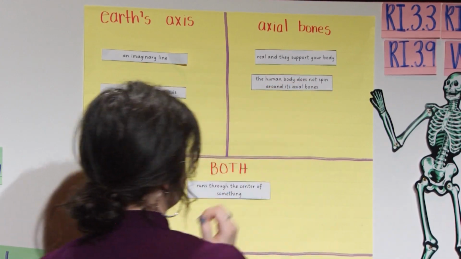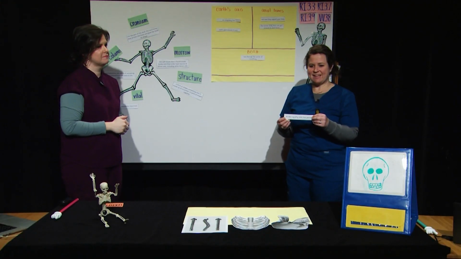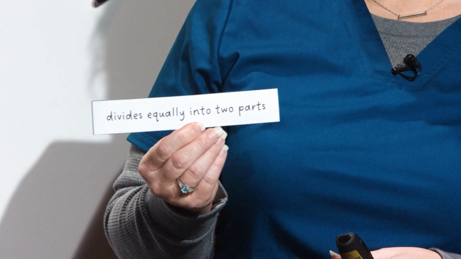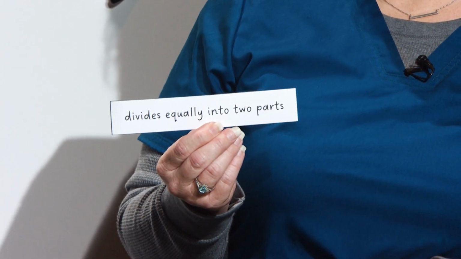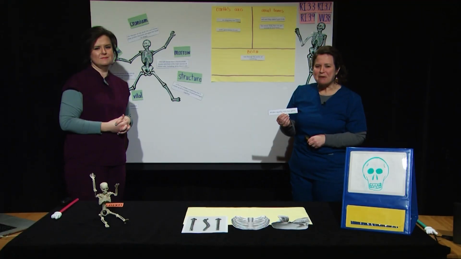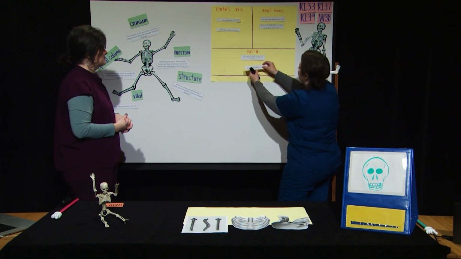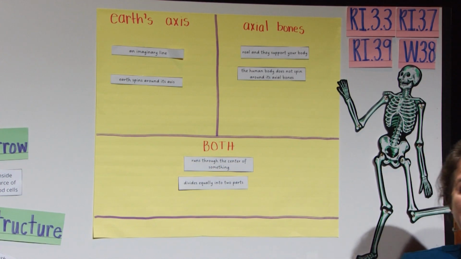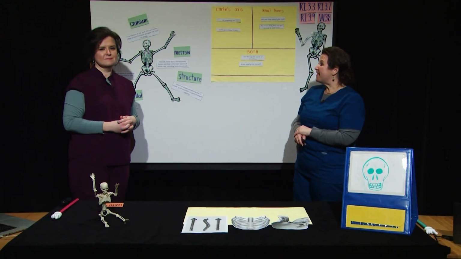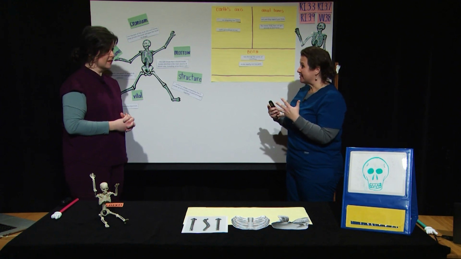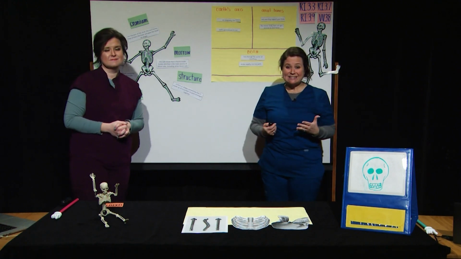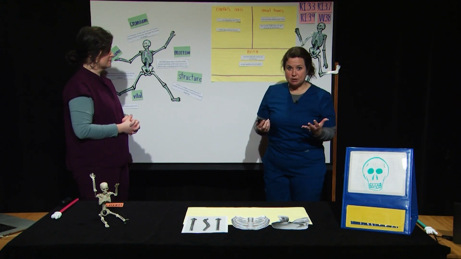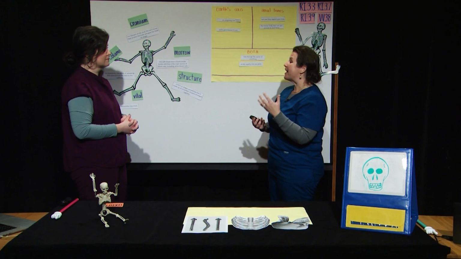And finally, divides equally into two parts. What do you think, scholars? Perfect. Both the axial bones and the Earth's axis divide something equally into two parts. All right. That really helps us organize our thoughts, Miss Allison. Yes. We learned a great deal today, right? We learned about axial bones, we learned the specific axial bones, and we also learned what they help to protect.